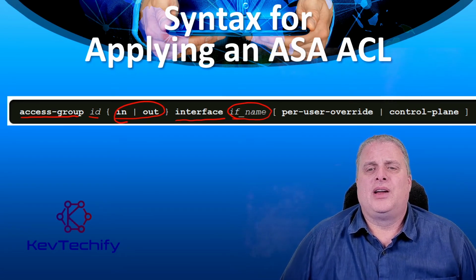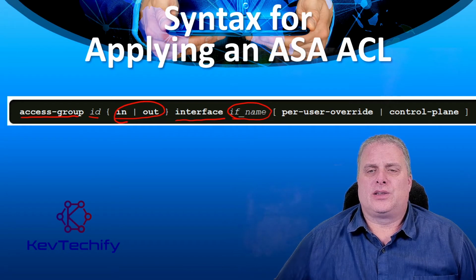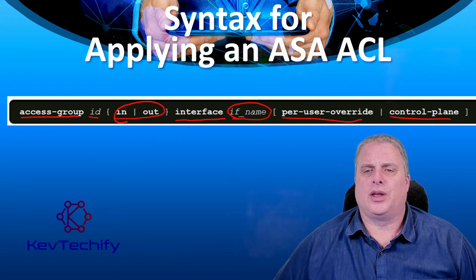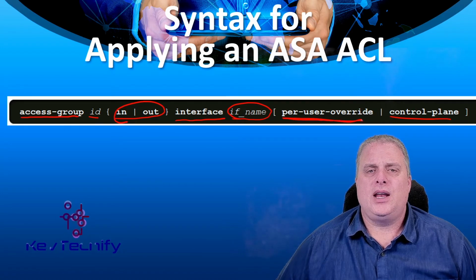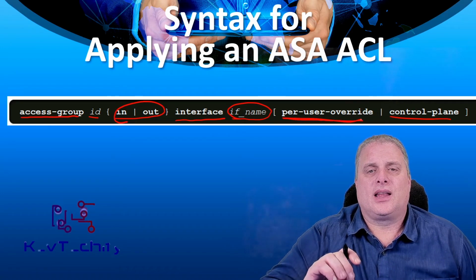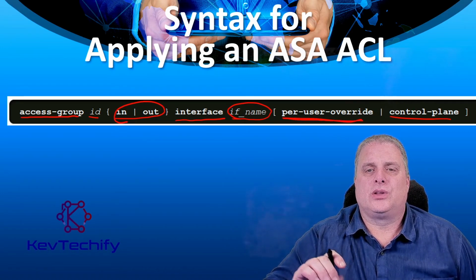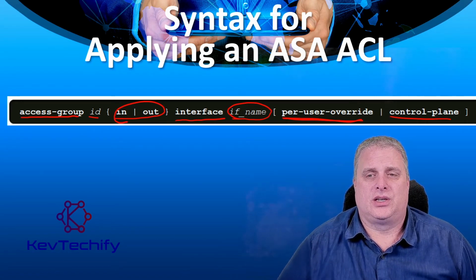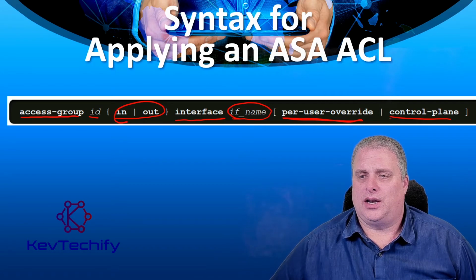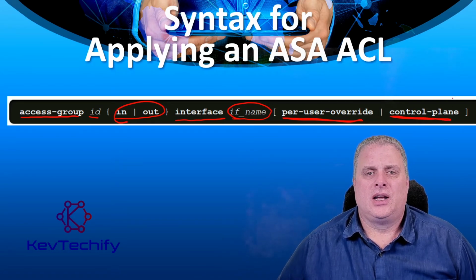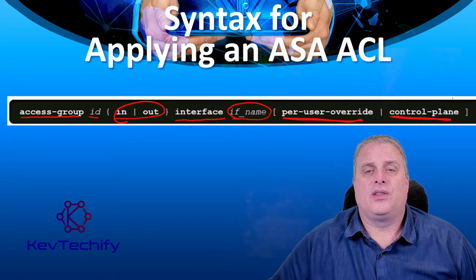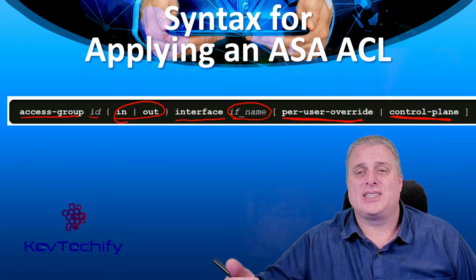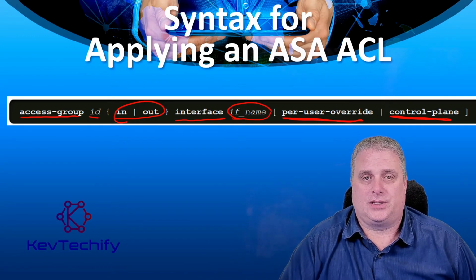And then we have an option here. We can either specify per-user-override or control-plane. Per-user-override is an option that allows downloadable access control lists to override the entries on the interface access control list. The control-plane option is a keyword to specify whether the applied access control list analyzes traffic destined to the ASA for management purposes.